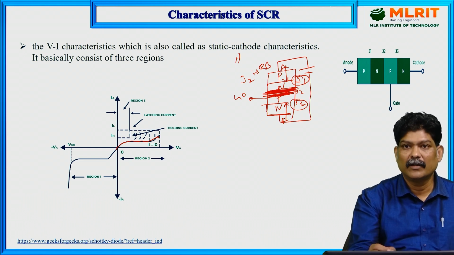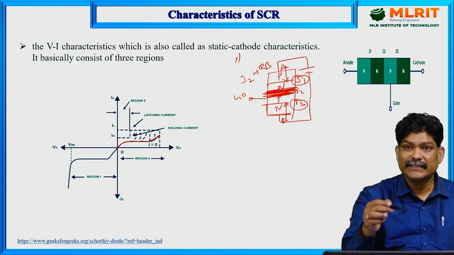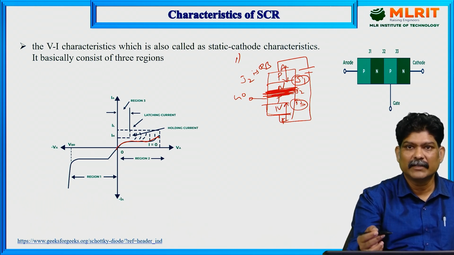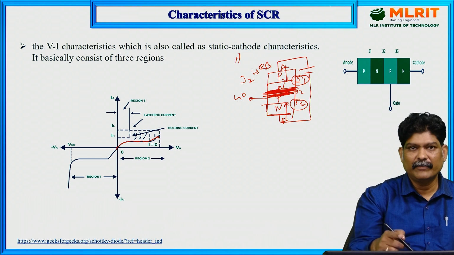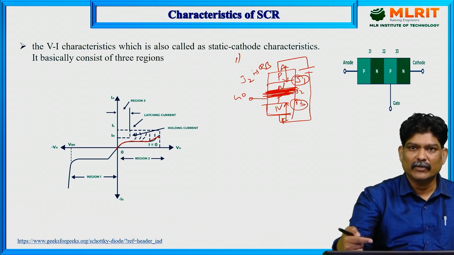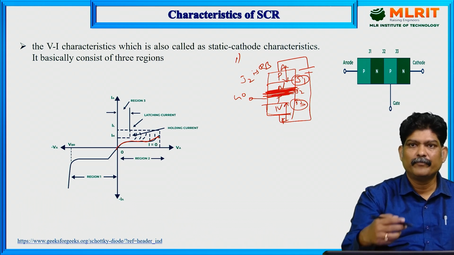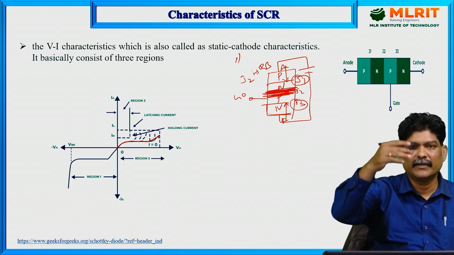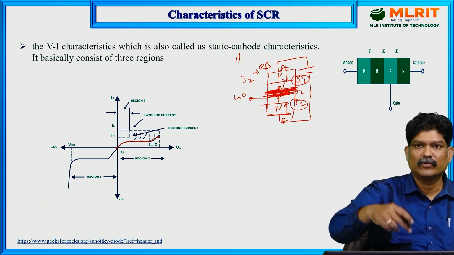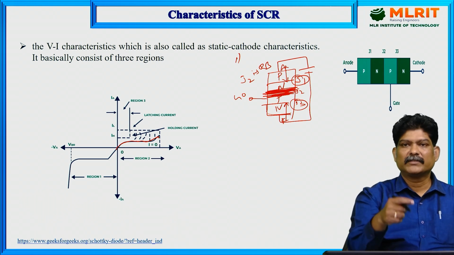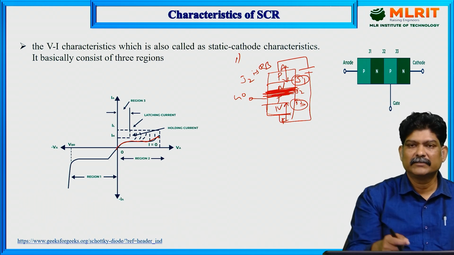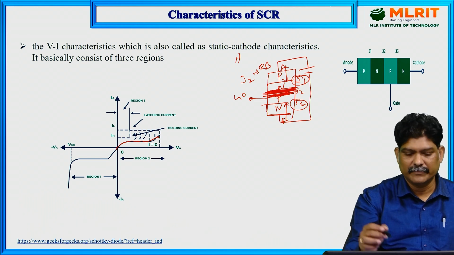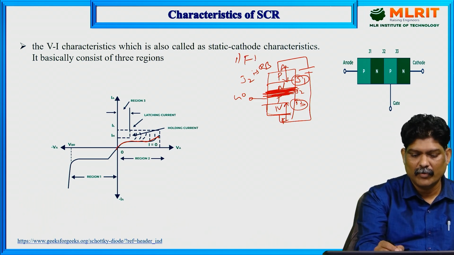This mode is called forward blocking mode because junctions J1 and J2 are forward biased, but junction J3 is reverse biased. So even though two junctions are forward biased, because one junction is reverse biased, the depletion width increases. Depletion width increases means there is no chance of movement of charge carriers from anode to cathode. So this blocks the current flowing through the SCR. So this is called forward blocking mode.